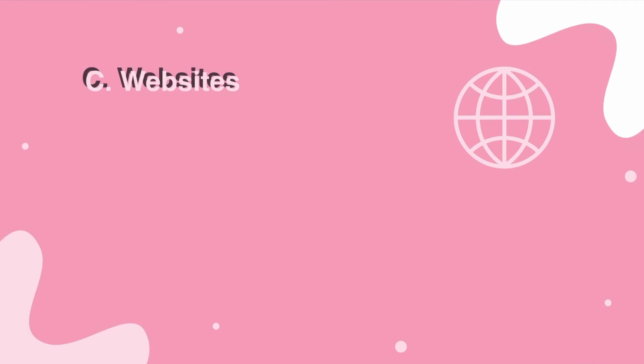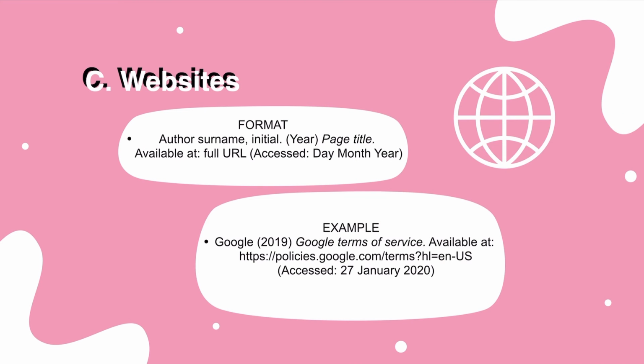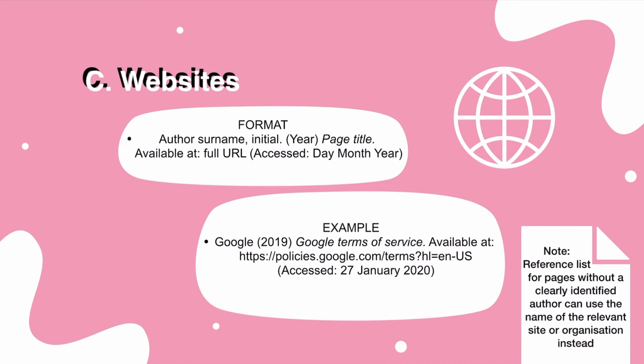Last but not least, we have websites. Websites follow this format, and this is an example, and we have a side note. The reference list for pages without a clearly identified author can use the name of the relevant site or organization instead. Here, in the example, I use Google for the author's surname and initial. Notice how I also used the full website address, including the weird symbol at the end, as the format states that you need to put the full URL. Great! That's all the reference list sources.